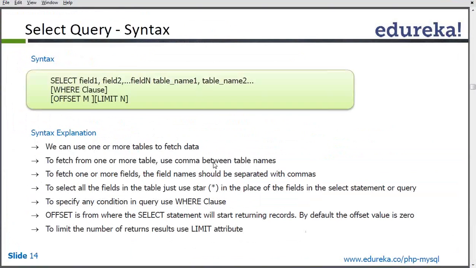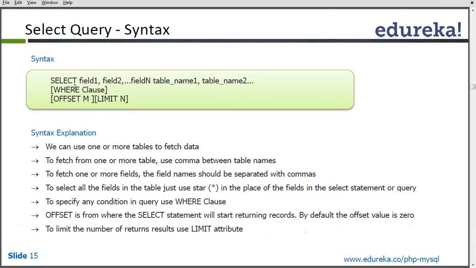So here is the syntax of a select query. Select field 1, field 2, field n. Here I give the fields that I want to fetch. If I want to fetch all the fields, then I simply give star rather than the field names. Then here I can give table name 1, table name 2. Why are there multiple tables here? Because now we are getting data from multiple tables. This simply means it will be joining two tables and getting the records.